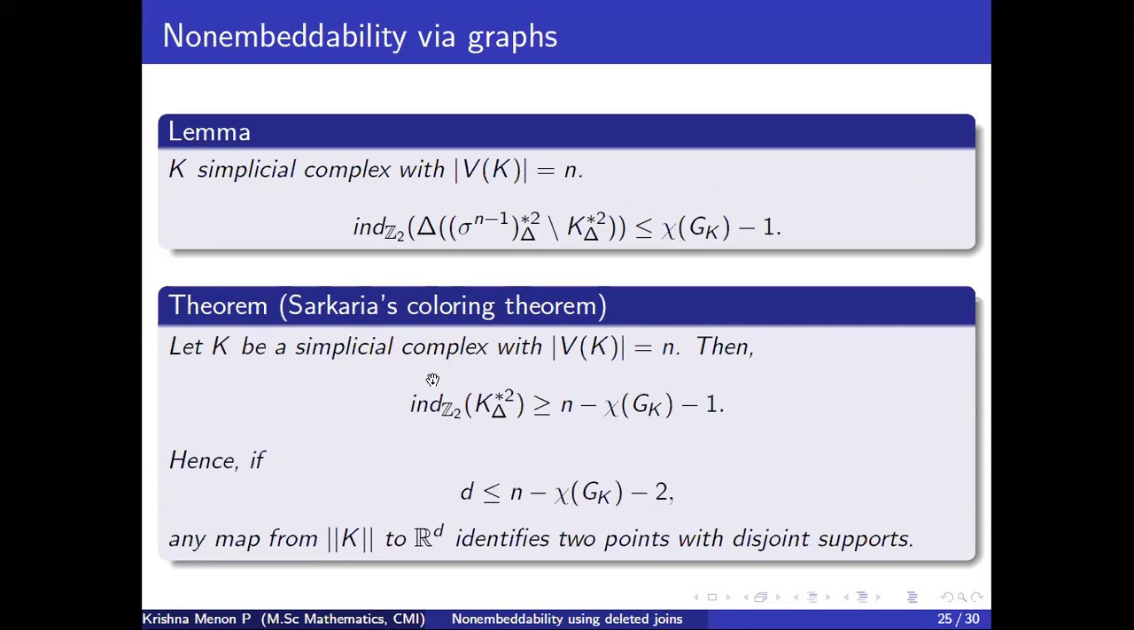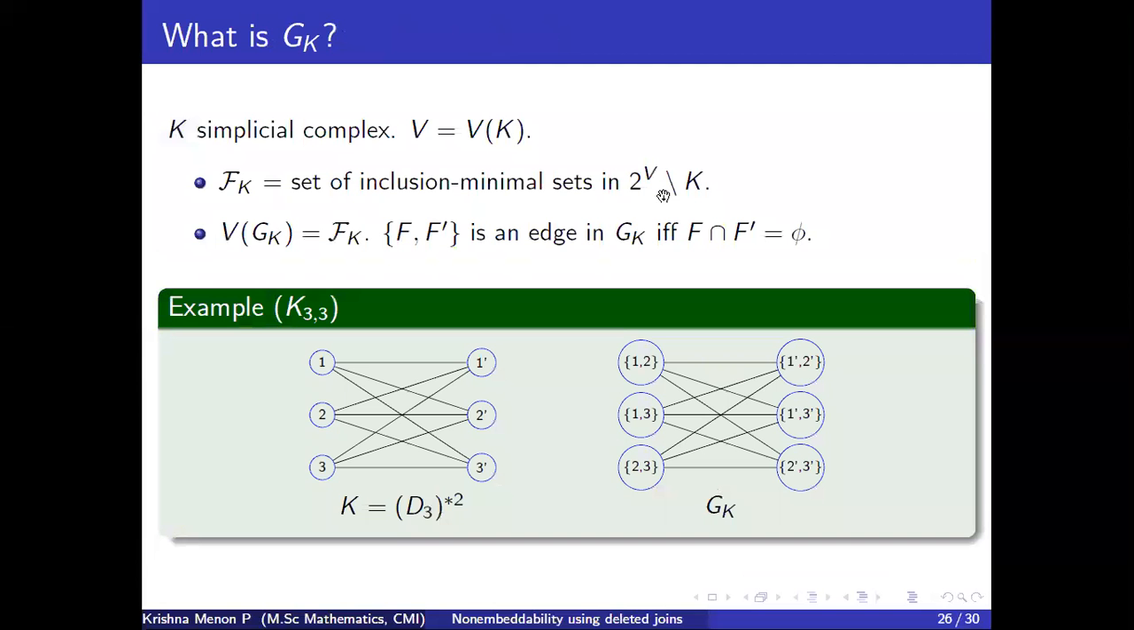So the Z2 index of the deleted join is bounded below by this quantity. Okay, and so using our main result, if this quantity is strictly greater than d, that is, d is less than or equal to this quantity, then by our main result, K cannot be embedded in R^d, right? I mean, 2 points with disjoint supports get identified. Okay, so this was the theorem that uses graphs to get non-embeddability, but it still remains to define what this G_K is and then prove this lemma, which I'll do now.